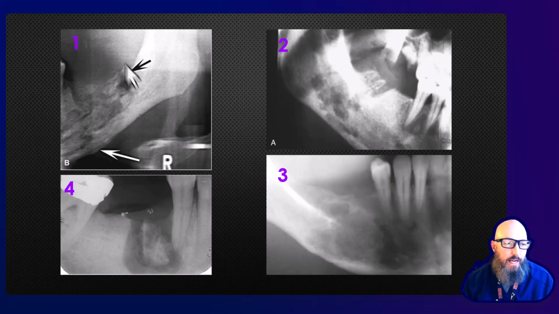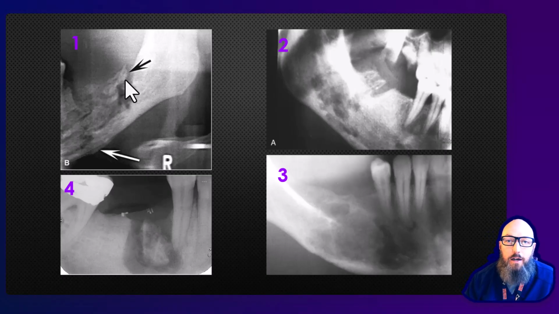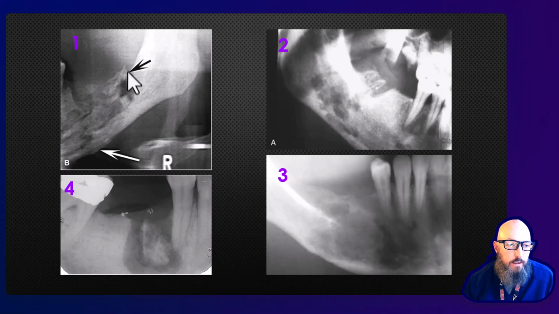And then what is the black arrow pointing to? Well, we have this denser area of bone surrounded by radiolucency, and this is a sequestrum. The White and Pharoah book talks about a sequestrum as being the hallmark of osteomyelitis. So if you see that, but especially if you see a sequestrum and a periosteal reaction, it should be a slam dunk that it's osteomyelitis.